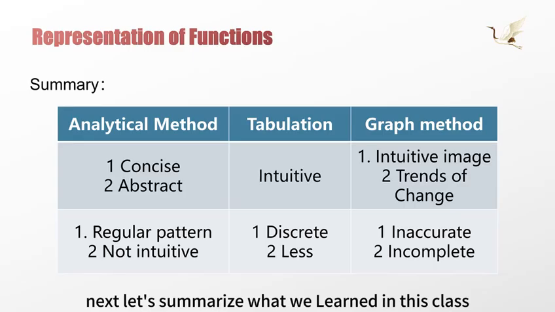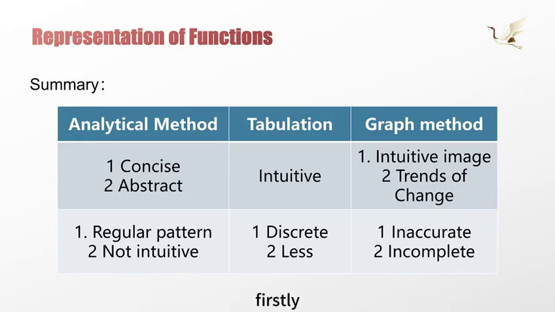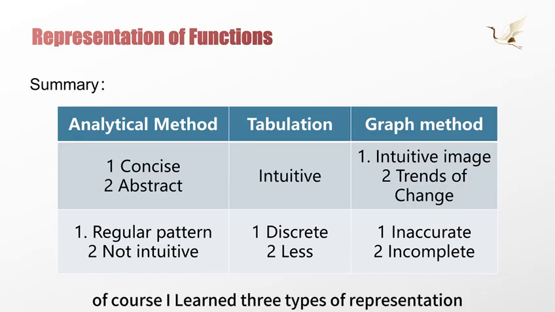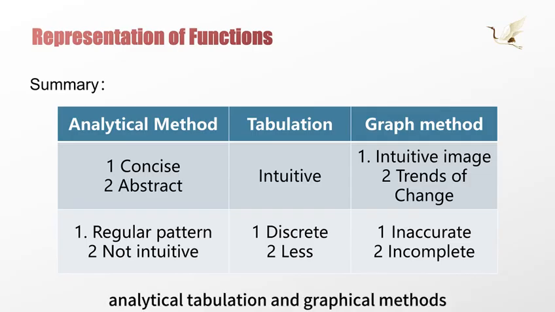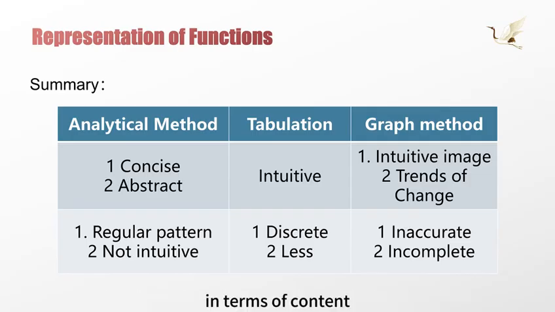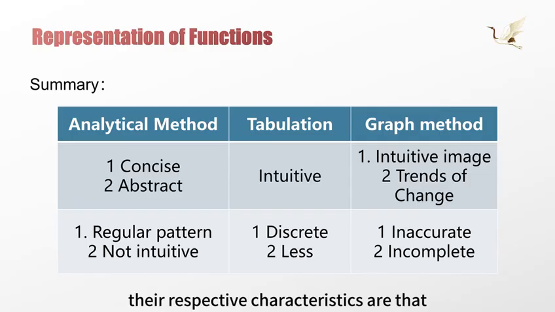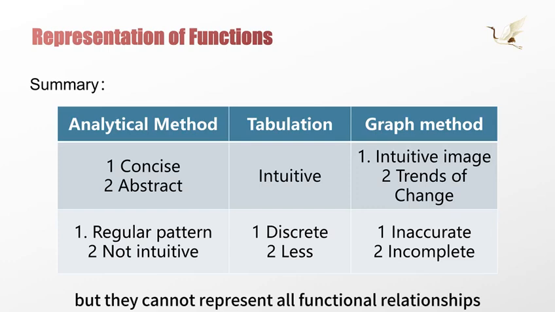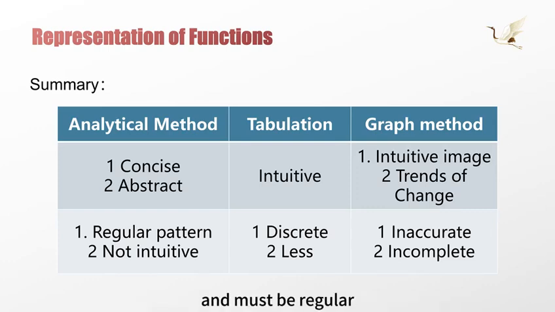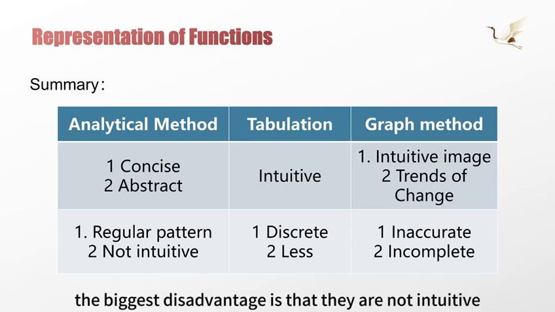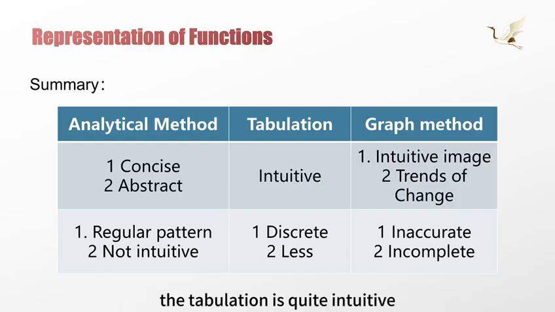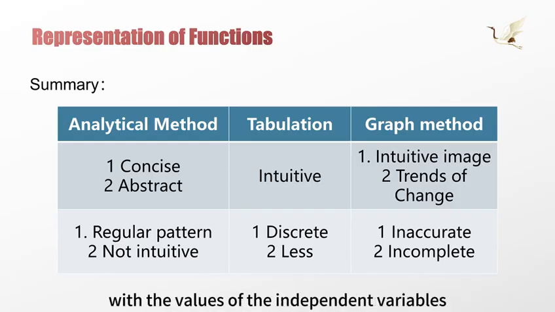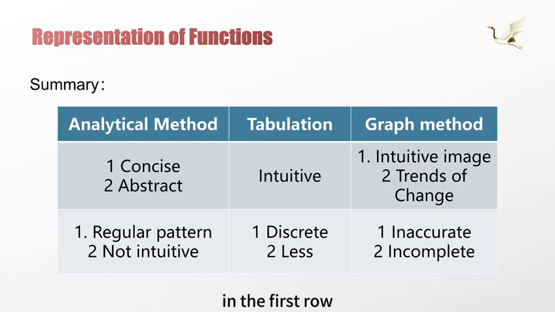Next, let's summarize what we learned in this class. Firstly, of course, I learned three types of representation in terms of content: analytical, tabulation, and graphical methods. Their respective characteristics are that analytical methods are concise and abstract, but they cannot represent all functional relationships and must be regular. The biggest disadvantage is that they are not intuitive. The tabulation is quite intuitive, with the values of the independent variables in the first row and the corresponding function values in the second row.